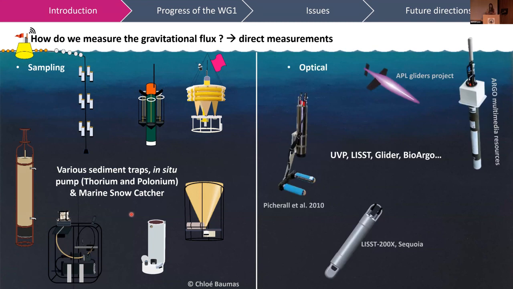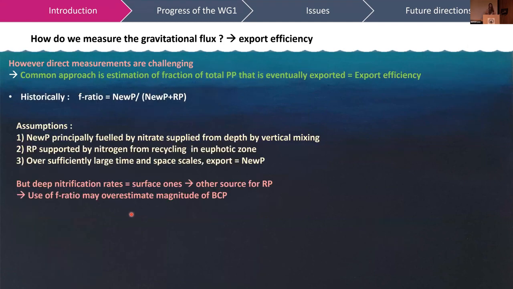Recently, new direct methods emerged based on optic measurement. They can be based, for instance, on images such as the UVP or beam attenuation like the transmissiometer. They can be deployed from a boat or eventually fixed on gliders or BGC-Argo. However, direct measurements are challenging for some reason, and a common approach is the estimation of the fraction of total primary production that is eventually exported.